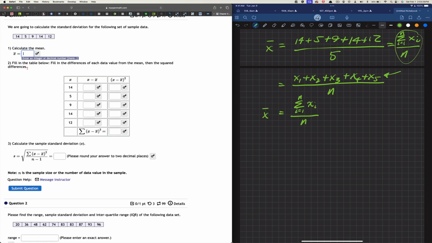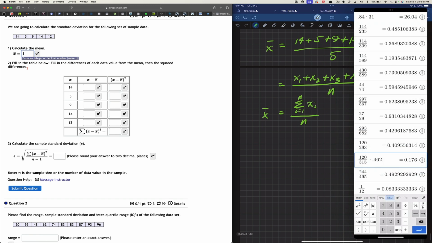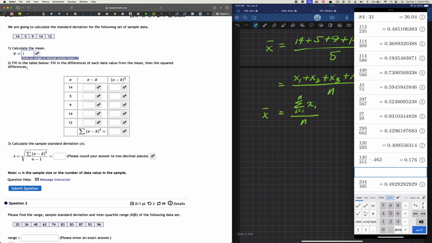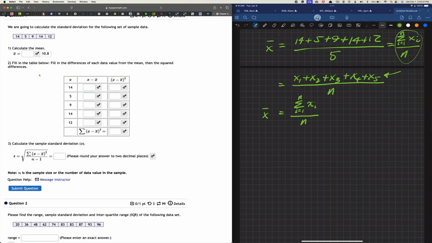So we calculate the mean, which is, what is that? 28, 30, 40, 49, I think 54. Let's see, 54 divided by 5. Did I get 10.8? Yeah. So 54 divided by 5, which is 10.8. So I have x bar is equal to 10.8.